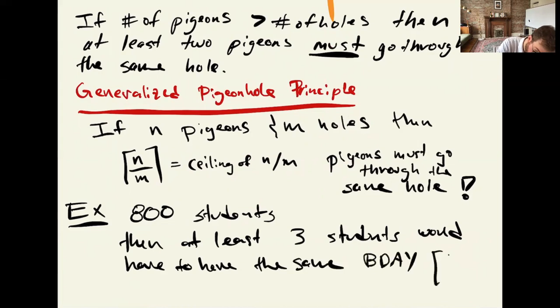And you do that just by taking 800 divided by 365. That's the holes or possibilities. And I take the ceiling of that. Well, 730 would be 2 times 365. So the second I'm at a little bit above 730, 731, then I know that at least 3 people have to have the same birthday. So these are instances where I can say probability 1 or probability 0 events.